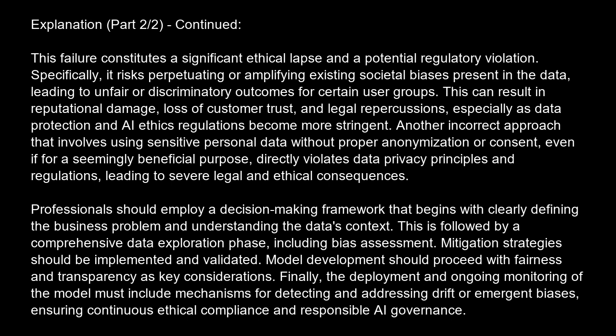Professionals should employ a decision-making framework that begins with clearly defining the business problem and understanding the data's context. This is followed by a comprehensive data exploration phase, including bias assessment. Mitigation strategies should be implemented and validated. Model development should proceed with fairness and transparency as key considerations. Finally, the deployment and ongoing monitoring of the model must include mechanisms for detecting and addressing drift or emergent biases, ensuring continuous ethical compliance and responsible AI governance.